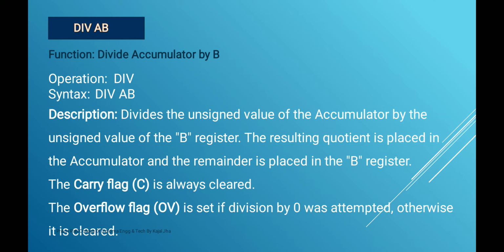Likewise, in a multiplication, the LSB is stored in A and the MSB is stored in B. Likewise, here in division, the quotient is placed in the accumulator. Of the result, the quotient is placed in register A, and the remainder is placed in register B. The carry flag is always cleared here, but the overflow flag is set if division by 0 was attempted, otherwise it will be clear.